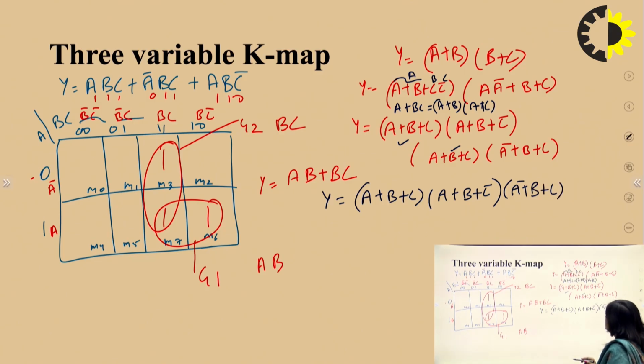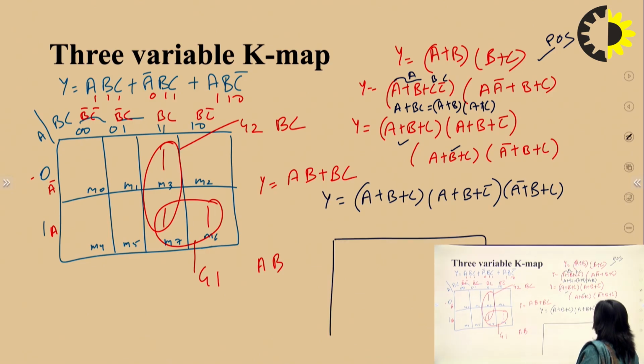So now we have converted this expression in POS into this expression. This is the canonical form. So before putting any expression into the K-map, we have to convert that expression into the canonical form or the standard form. Now we will make the K-map.